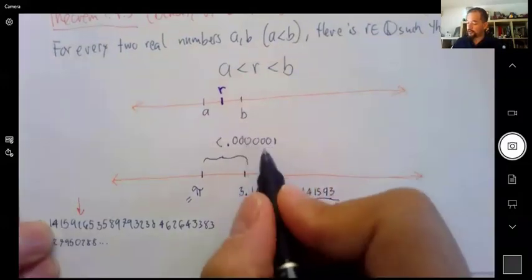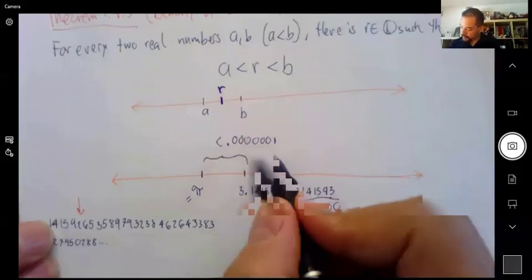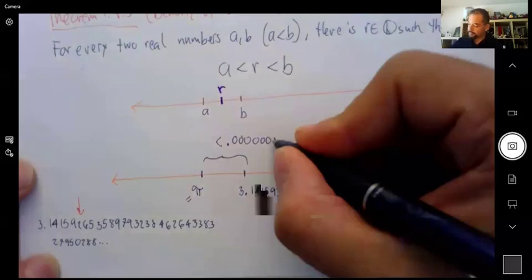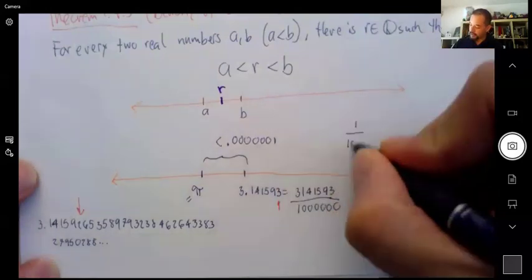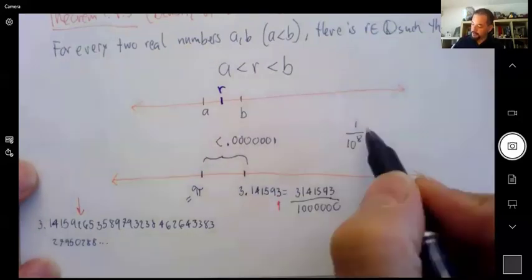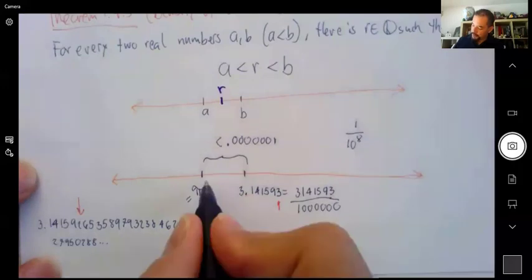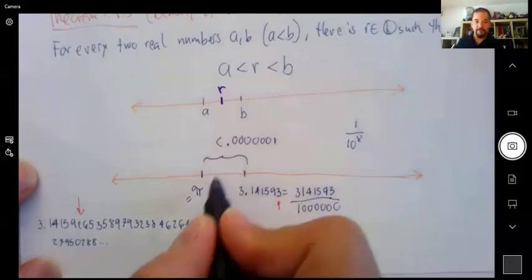I want a rational number that is even smaller than this, right? So a rational number that is even smaller than this would be like 1 over 10 to the 8, right? So if I use this as the denominator, for sure there's going to be fractions with this denominator in between here. That's the idea, right?